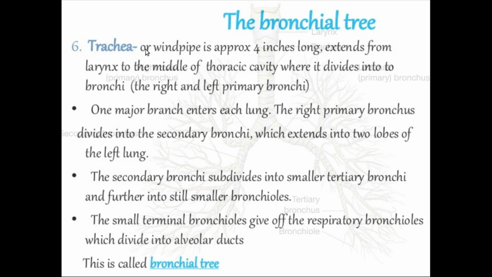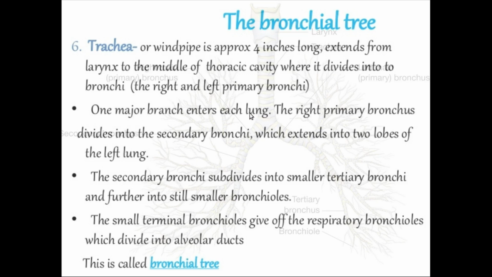The trachea or windpipe extends from the larynx to the middle of the thoracic region, where it divides into bronchi, the right and left primary bronchi. One major branch enters each lung.